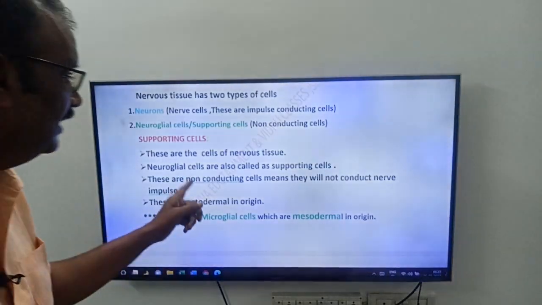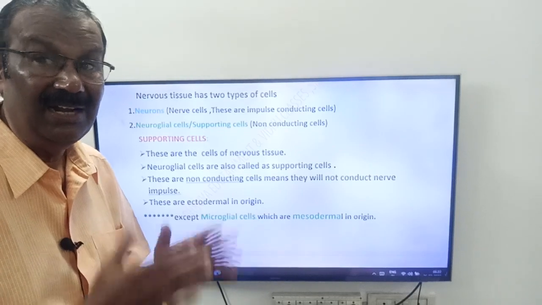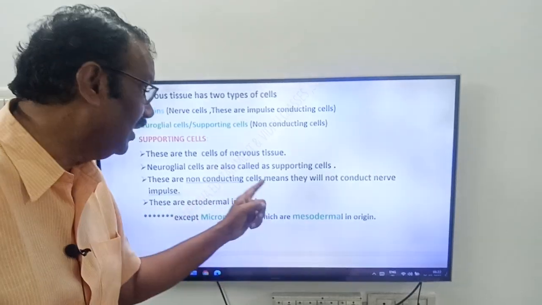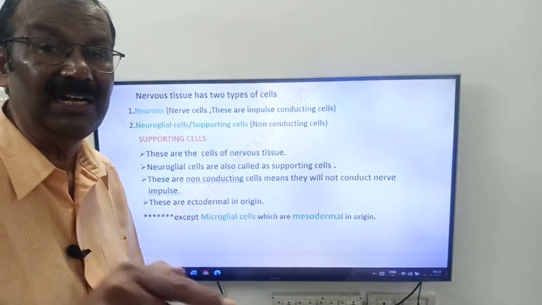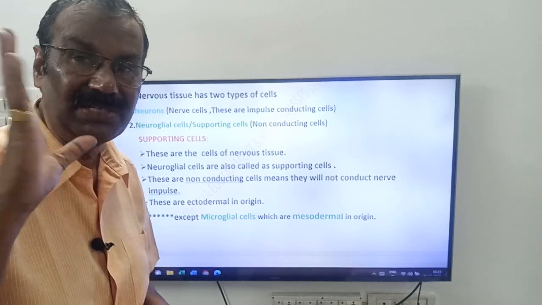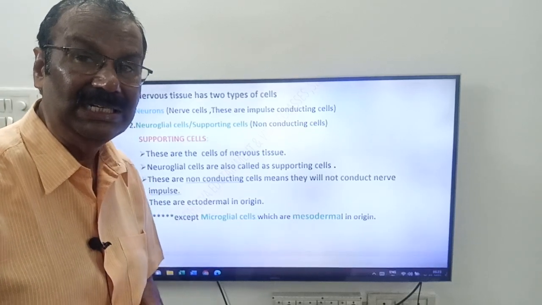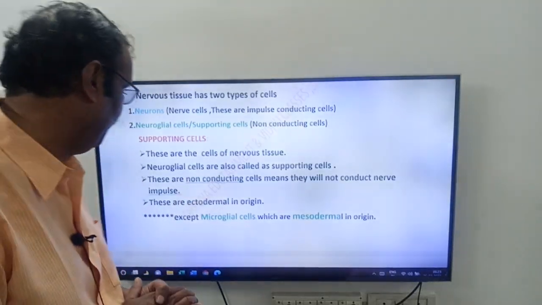Friends, these are non-conducting cells. Non-conducting cells means what, friends? They will not conduct the nerve impulse. Nerve impulse is conducted only by neurons. Neuroglia won't conduct nerve impulse, so we say these are non-conducting cells.